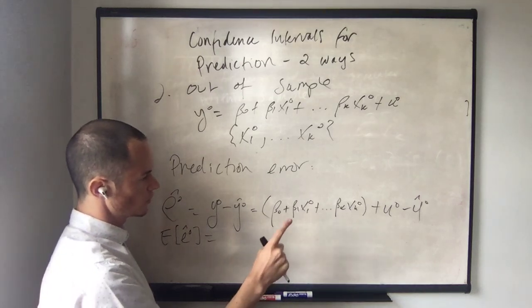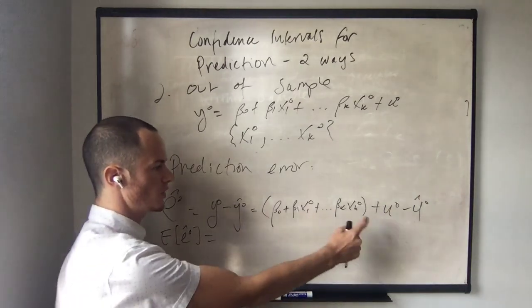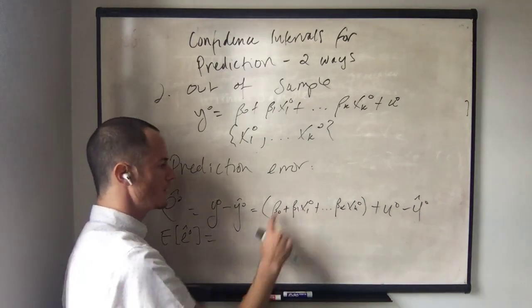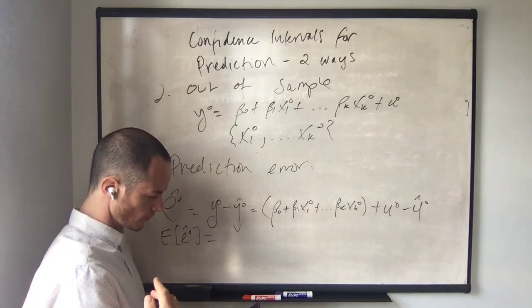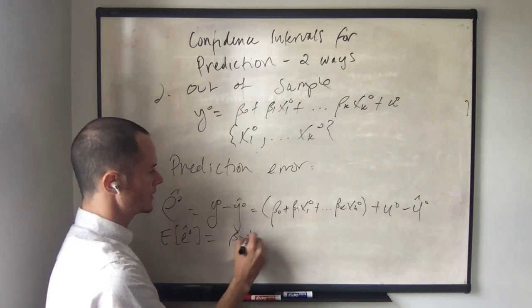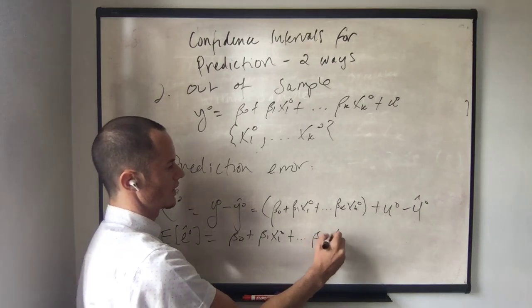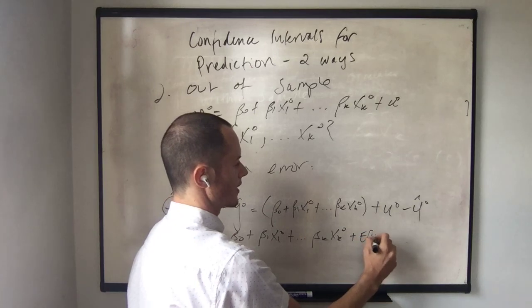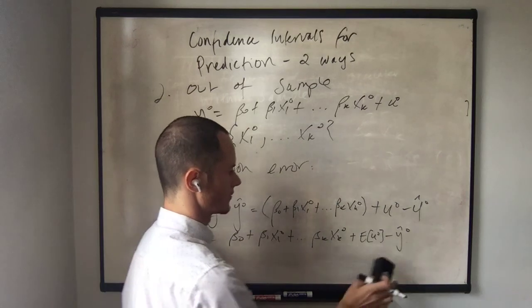Now, the betas are the population parameters. The x's we treat as fixed in repeated samples. So then all of this comes out of the expected value. And we are left with beta naught plus beta 1 x1 0 through beta k xk 0 plus expected value of u 0 minus y hat 0. We want to take the expected value of that.